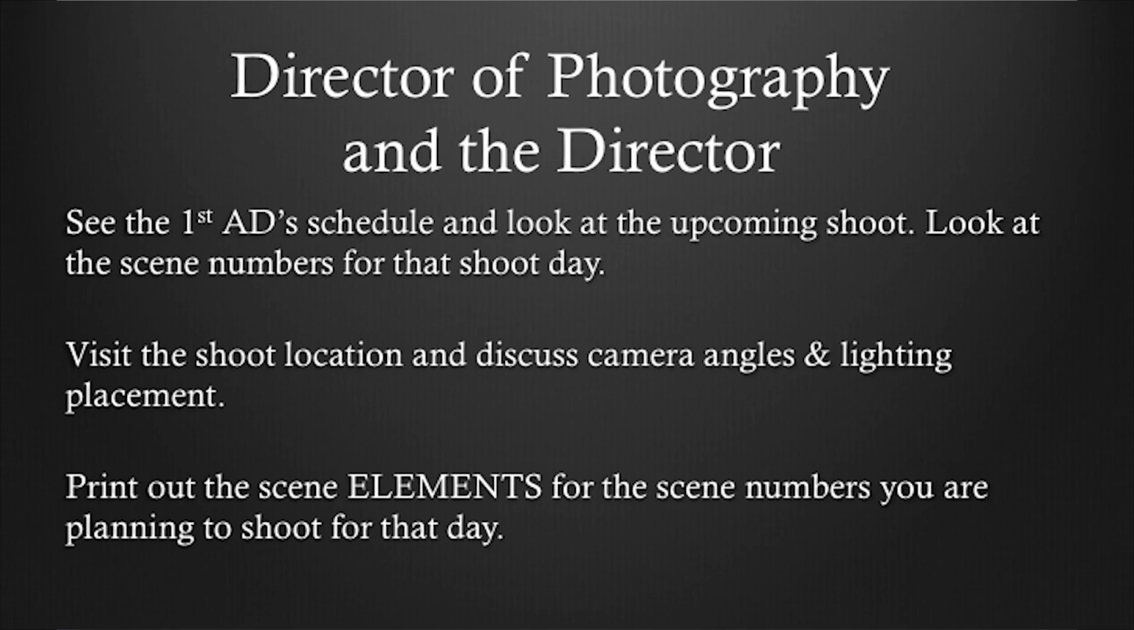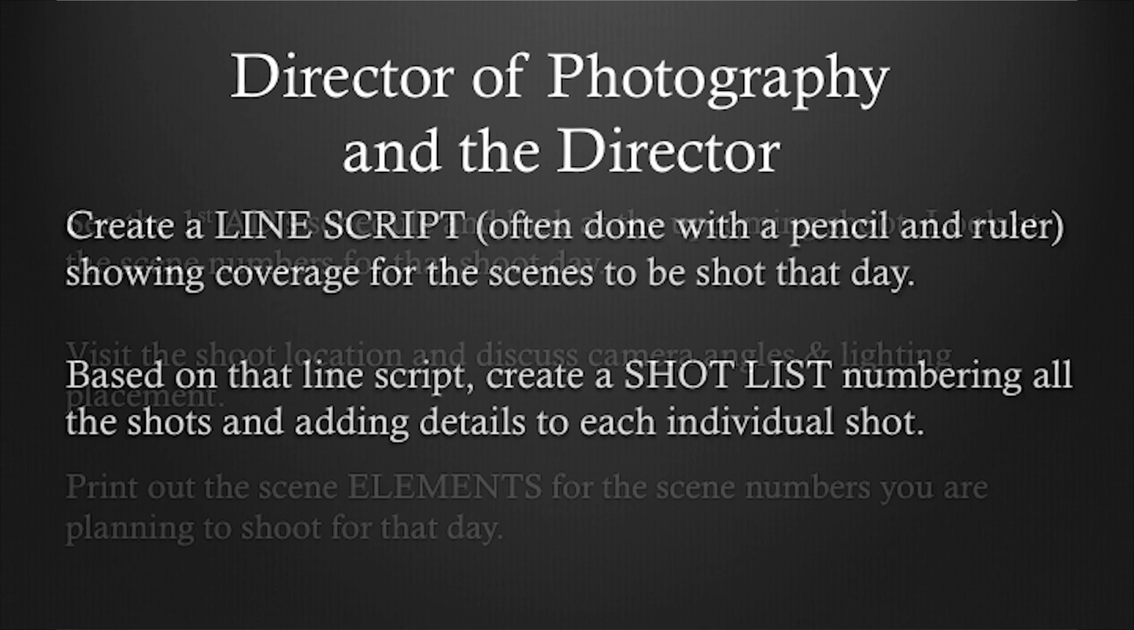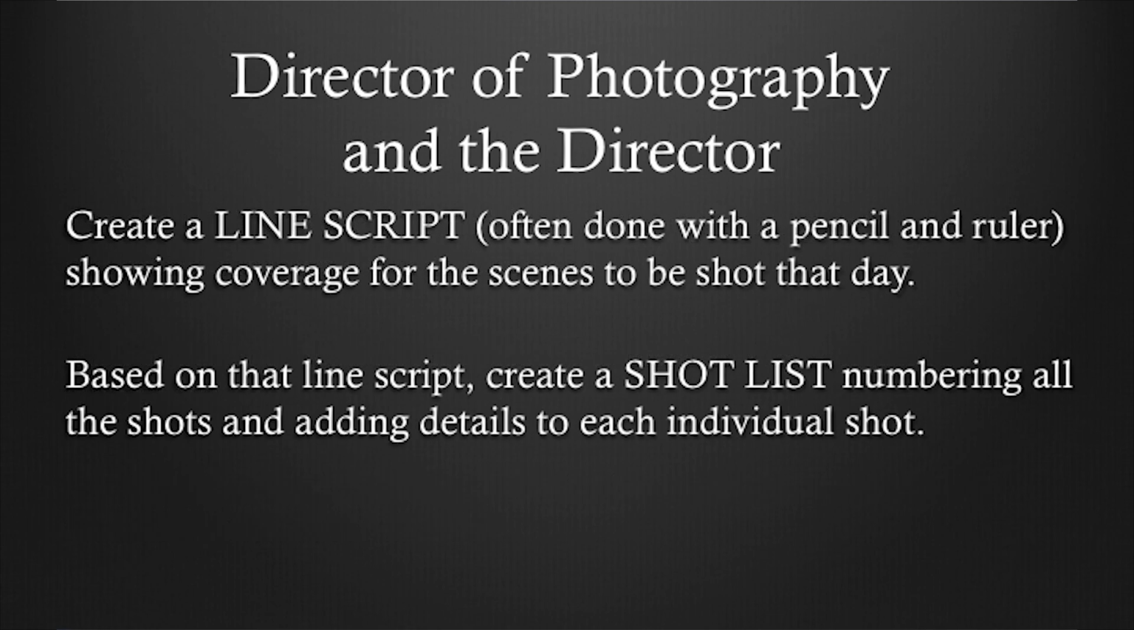So what we've basically done here is based on the schedule, we look at the upcoming shoot, we find the scene numbers that we're going to shoot that day, we visit the location likely a few days before, and start discussing camera angles. The Director of Photography and the Director are going to start discussing camera angles and lighting placement. And when you're there, you're going to print out the elements that the first AD gave to us, show up, and start doing that line script. So the next step is to create a line script, often done with pencil and ruler, showing coverage for the scenes to be shot that day. Now, next step is, based on the line script, you create a shot list numbering all the shots and adding details to each individual shot.